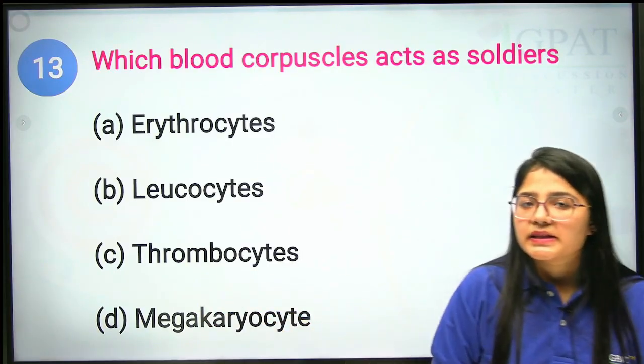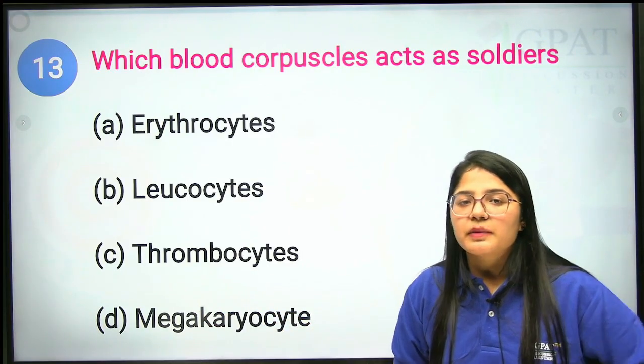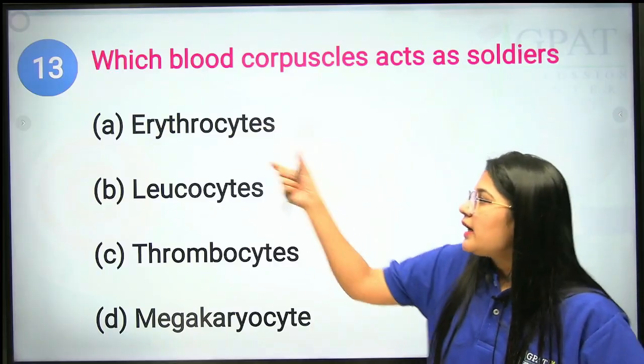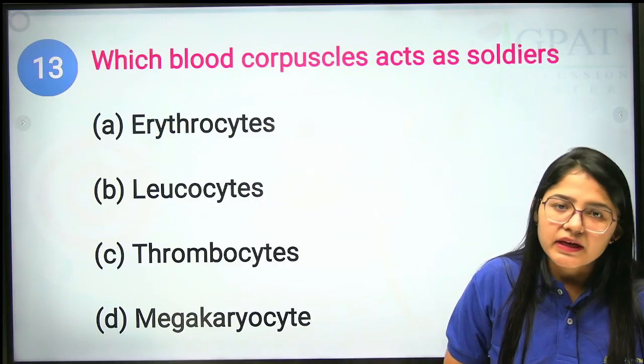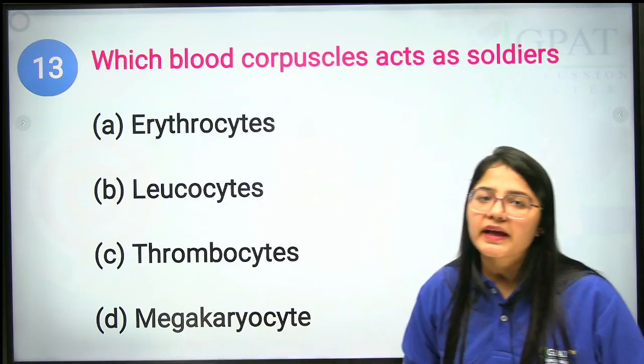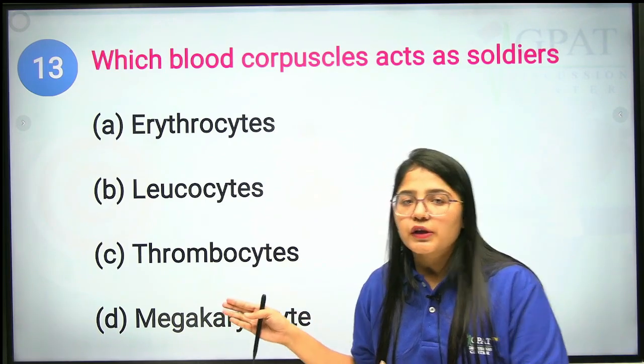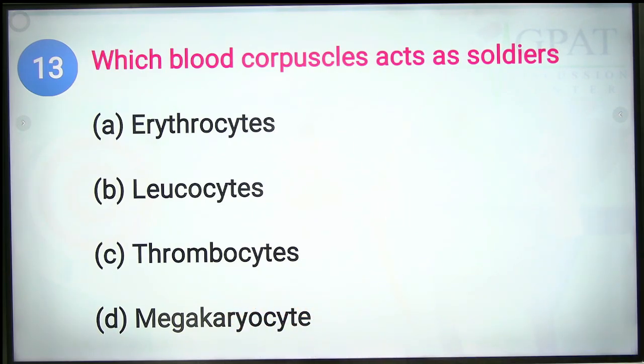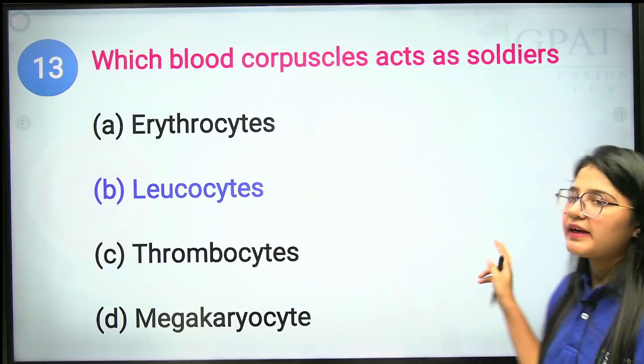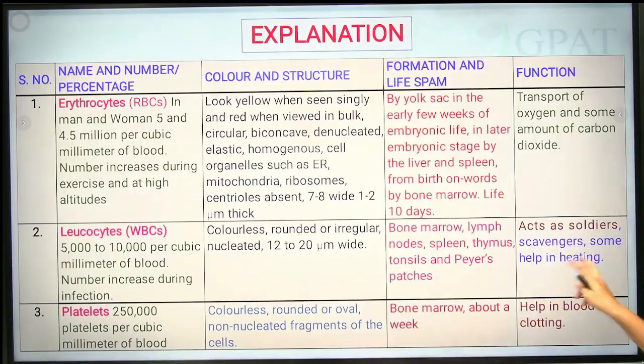Thrombocyte is known as platelets. They are responsible for the clotting factor. Erythrocyte is known as the red blood cells. As well, megakaryocyte is the cell which is responsible for the formation of your thrombocytes, which are known as platelets. Clear? So the correct answer is leukocyte.